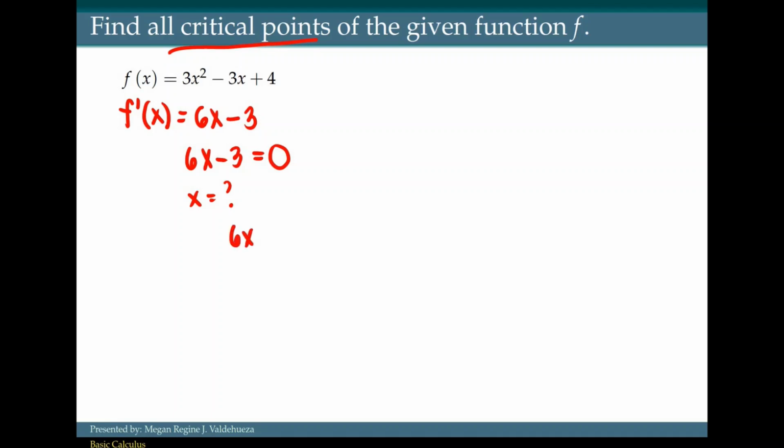So we have 6x equal to, we transpose 3, and we divide both sides of the equation by 6. So divide 6, divide 6. So we have x is equal to 3 over 6, or that is 1 over 2. So we have a critical point, x equal to 1/2.